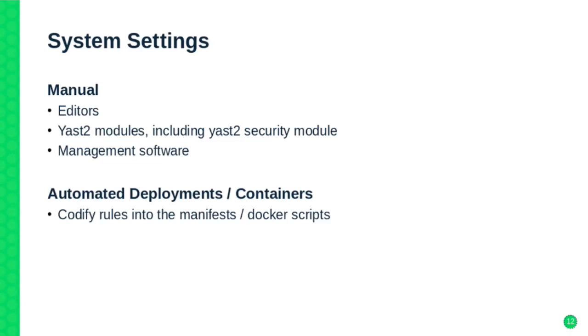For automated deployments and containers, I would recommend for hardening that you also encode it directly into the manifest and the Docker scripts, so that you don't need to do it after the fact, that you don't need to do 2 steps. And that's actually pretty easy. For instance, in Salt, you can specify the configuration files and their permissions, or even content.